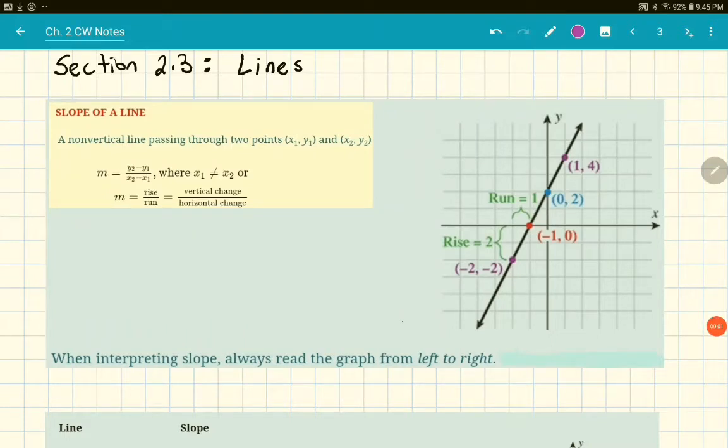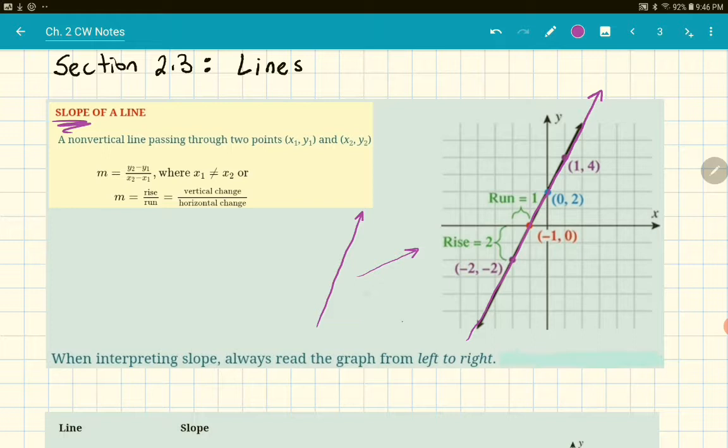In section 2.3, we're looking at lines, and the first thing I want to talk about with lines is how to find the slope. The slope is the measure of steepness. So this black line has this angle, and that slope measures how steep that angle is. If it's very, very steep, that's going to have a high positive number. And if it's not as steep, that'll have a smaller number.